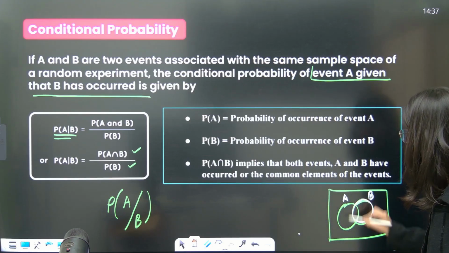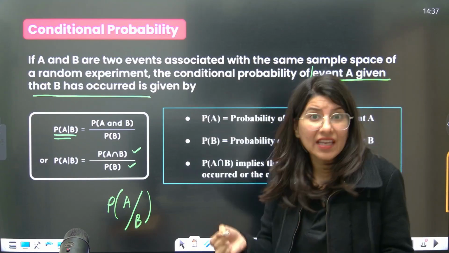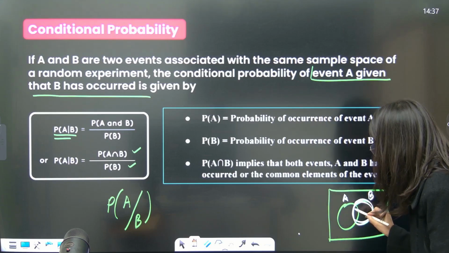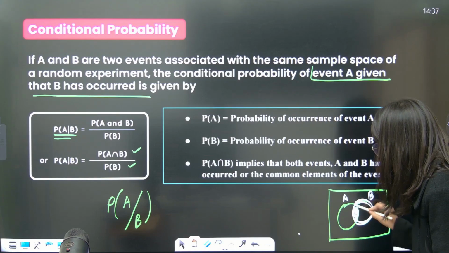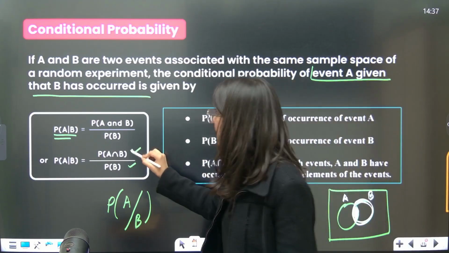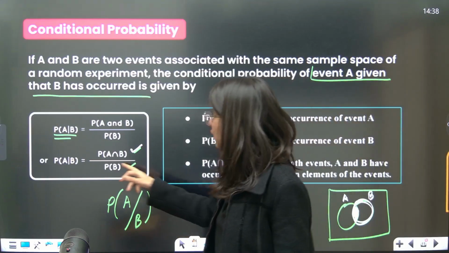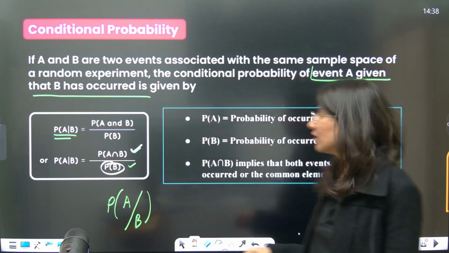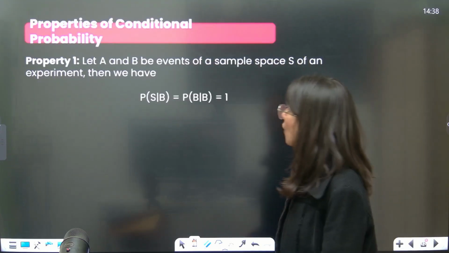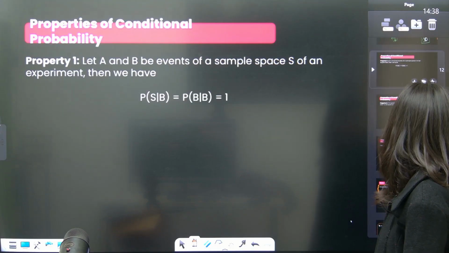Ma'am, in this circle B has occurred. Now in this circle, can you point out where A is? Because A is when B has occurred. So B has occurred is this. Now where is A? This is the only portion which is A, where B is occurring. So this is probability of A intersection B upon, since B has occurred, total number of outcomes will be probability of B. So this is the formula which you all should remember: probability of A given that B has already occurred.